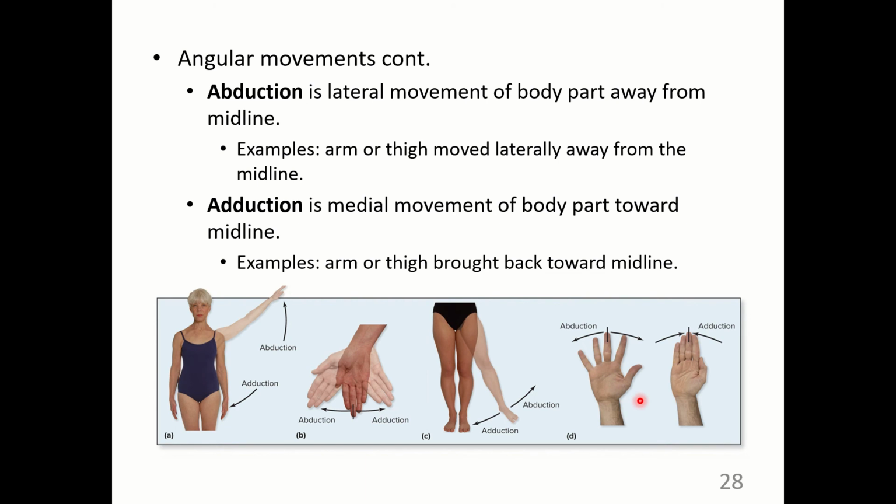And then here's the abduction and adduction of our digits. So to abduct the digits, you're spreading your fingers apart, and to adduct them, you're bringing them back together, adding them back to the midline. This straight line indicates the midline of the arm.